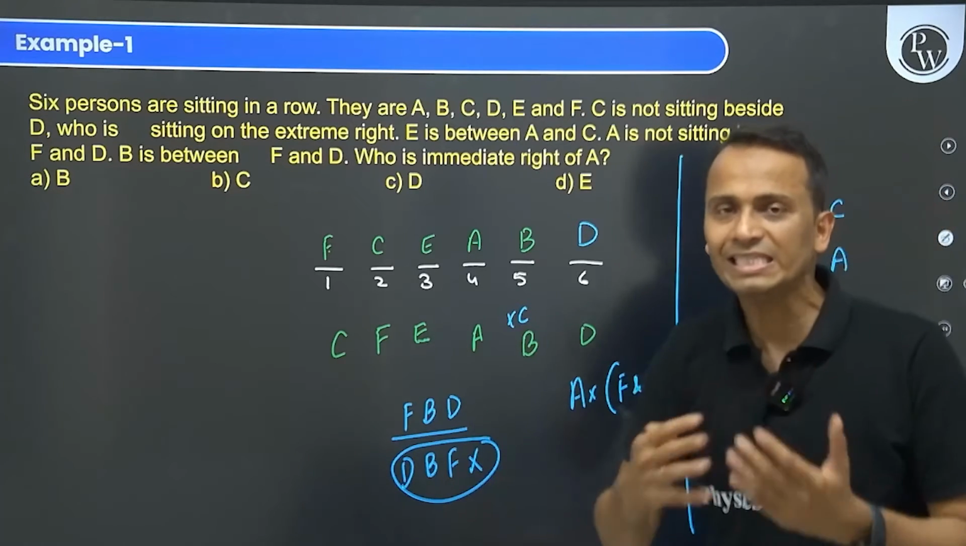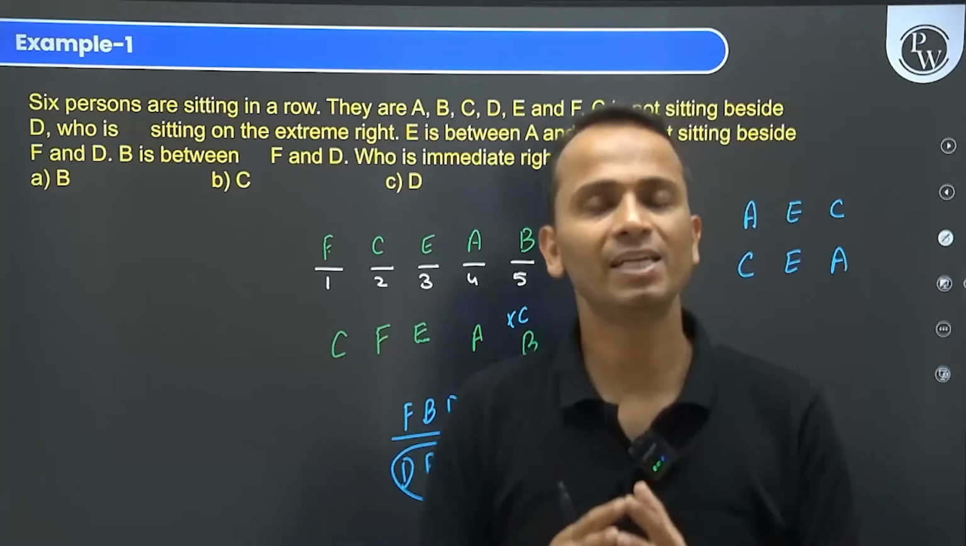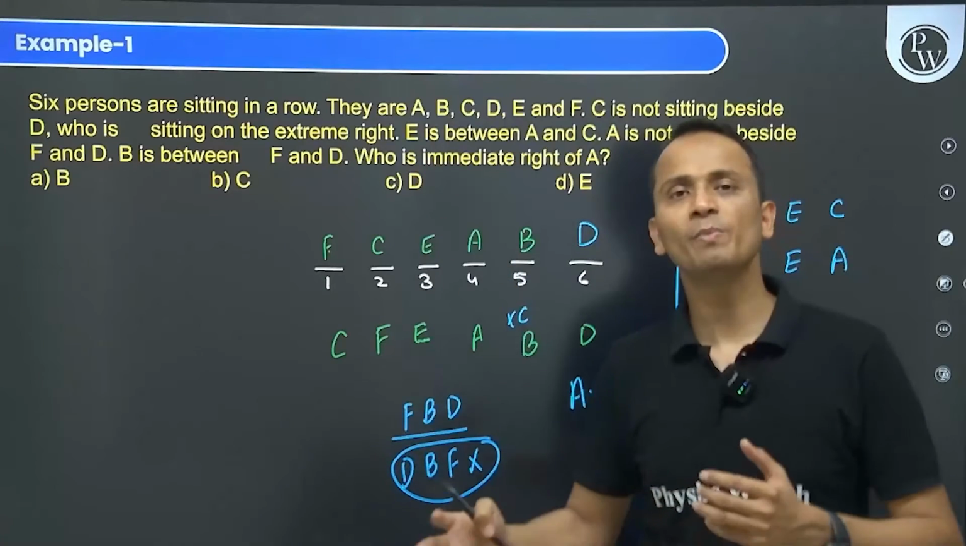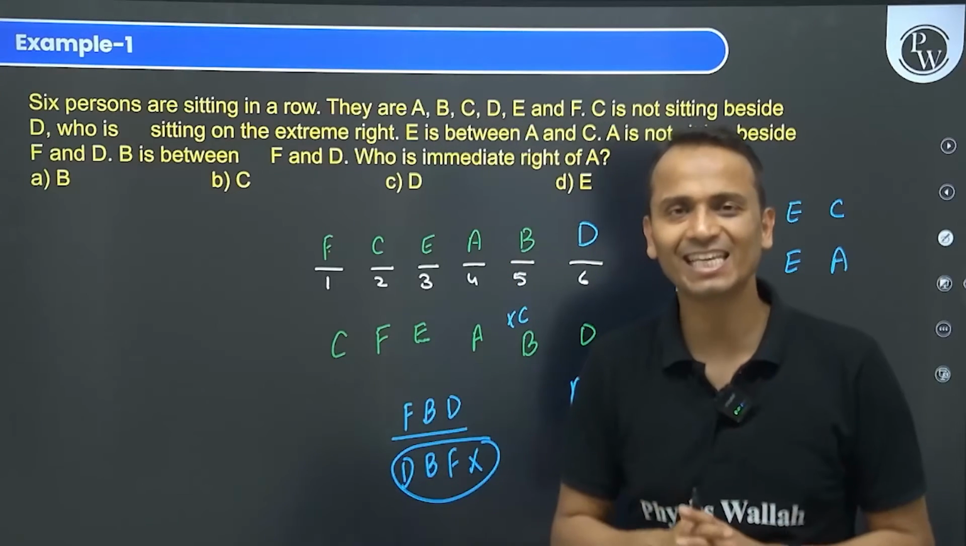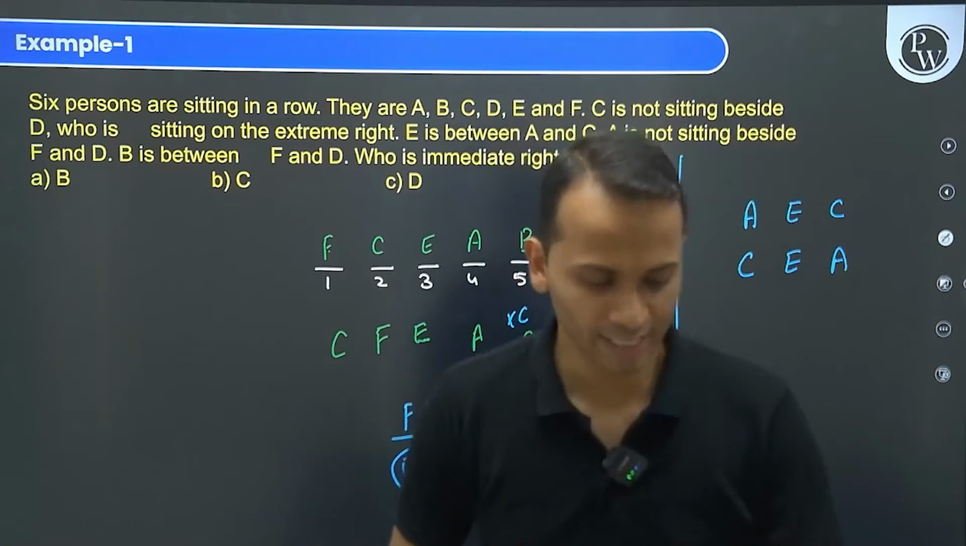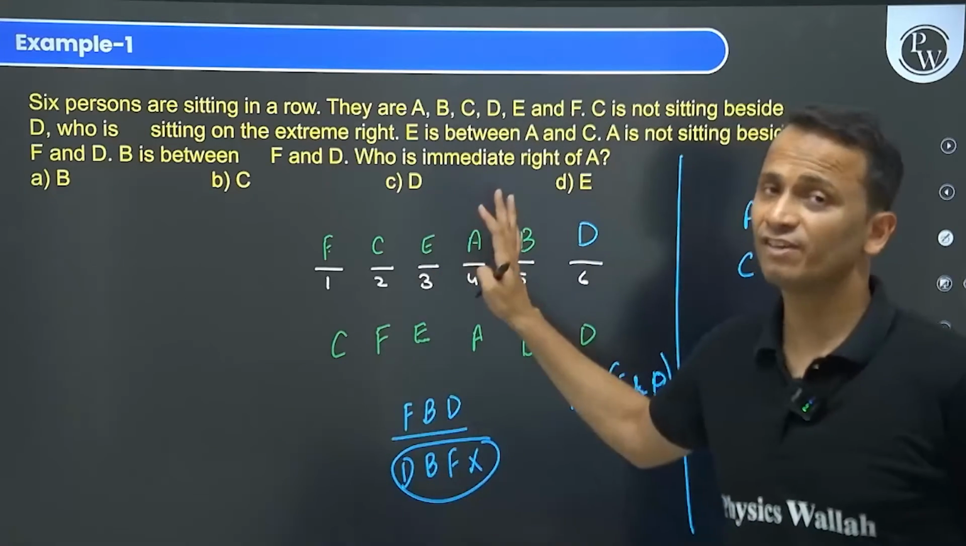So in any arrangement, there can be multiple possibilities that may arise in front of you. You will have to make all those cases, and then depending upon these cases, you will have to answer these questions. All right. So this is the first example.